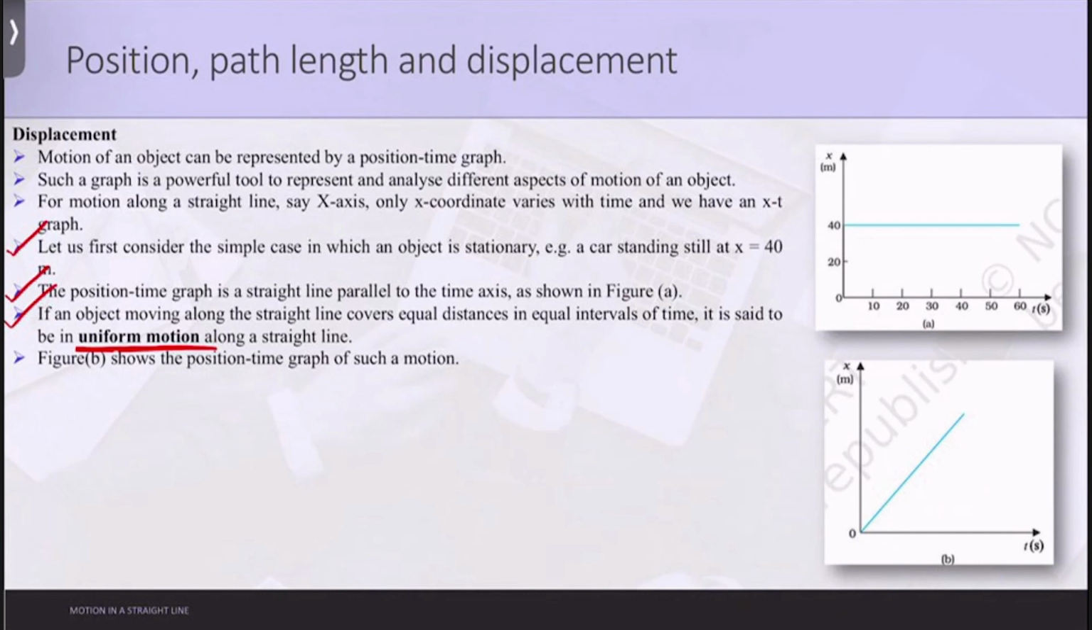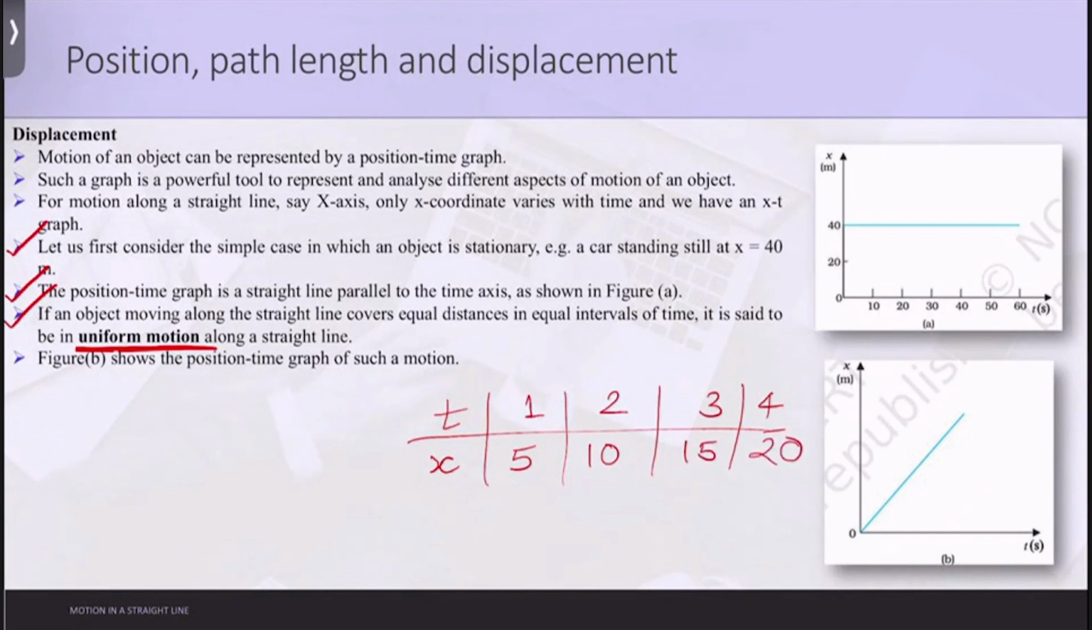Depicting this in tabular form also. Let's say some t is there, some x is there. What is actually happening? Let's say 1, 2, 3 seconds, or let's say 4 seconds. First of all, it went to 5, then 10, then 15, and then 20. As you can see, it covers equal distances in equal intervals of time, even here, and even here. That is the thing which is depicted. We can even make one more edit: it was 0 at 0. Figure B shows the position time graph of such a motion.